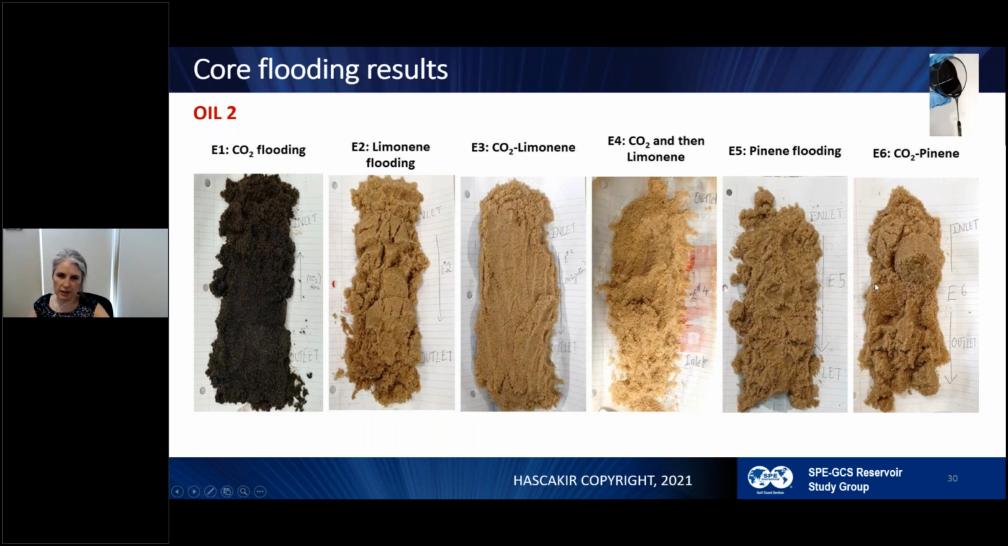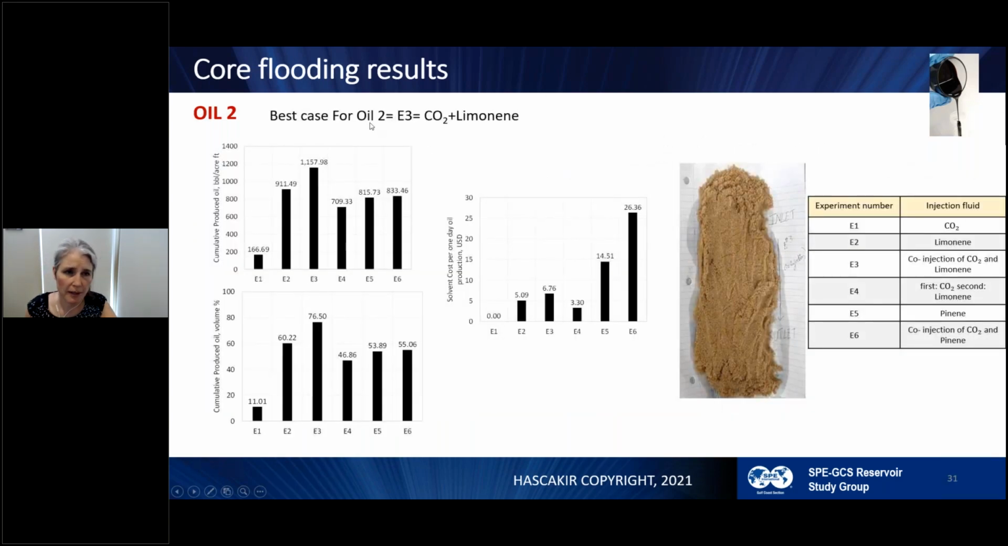So the pictures of the post-mortem after the experiments also show how we are getting clean recovery of this oil after the injection of these new chemicals. And once I'm just checking the best case in terms of oil production, 76%. And the cost of the solvent, I can easily say carbon dioxide plus limonene altogether for this oil reservoir will yield the best oil recovery.